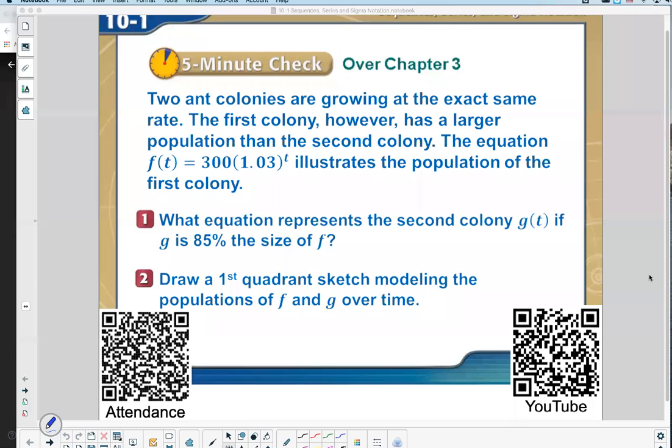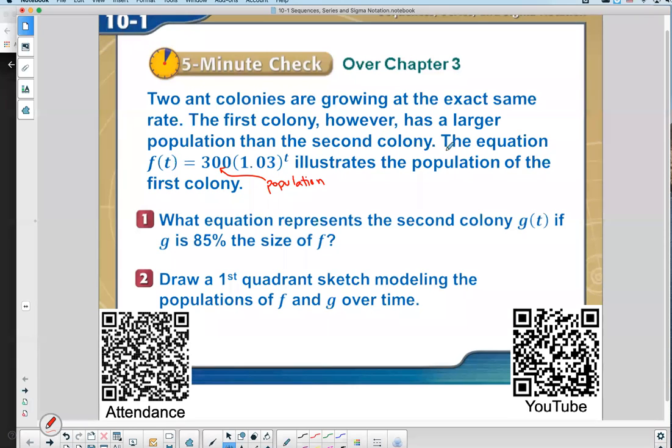So the initial amount here is 300. This is the initial population. The 1.03, that is the growth rate. So it says 2 ant colonies are growing at the exact same rate. The first colony, however, has a larger population. So this is the population.